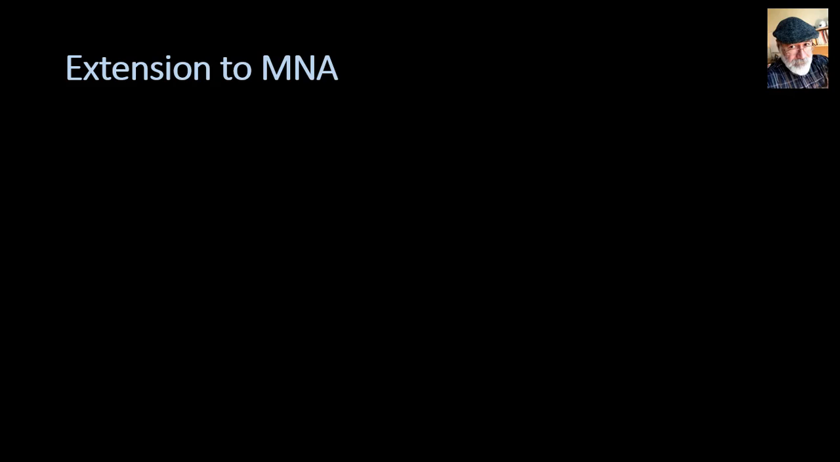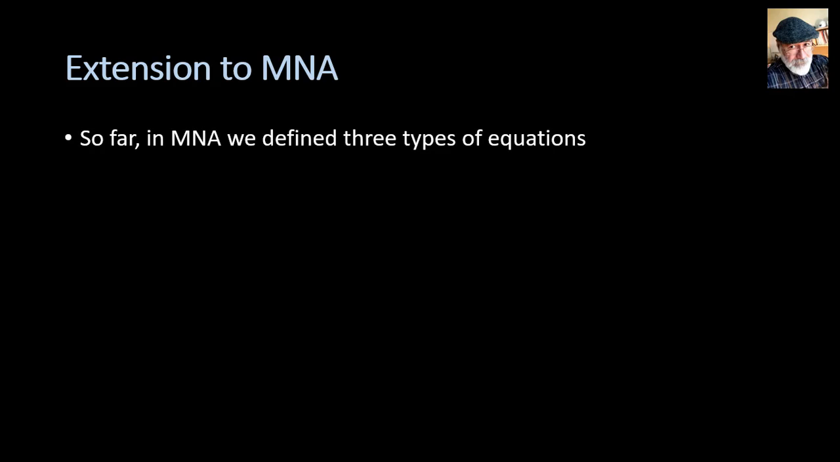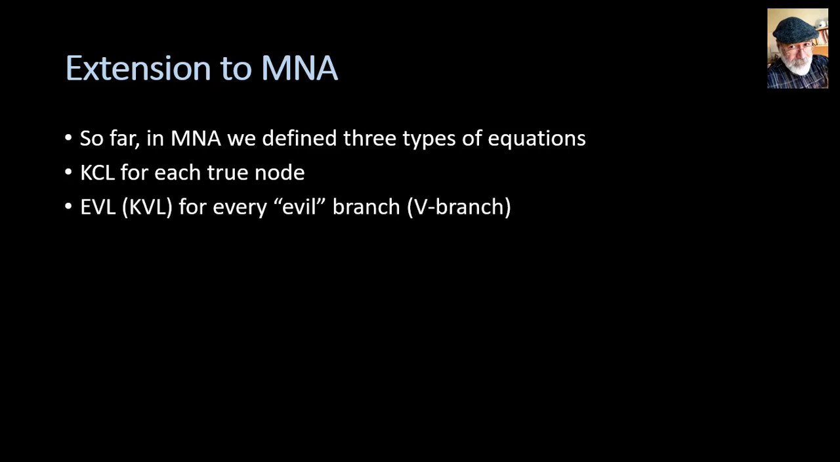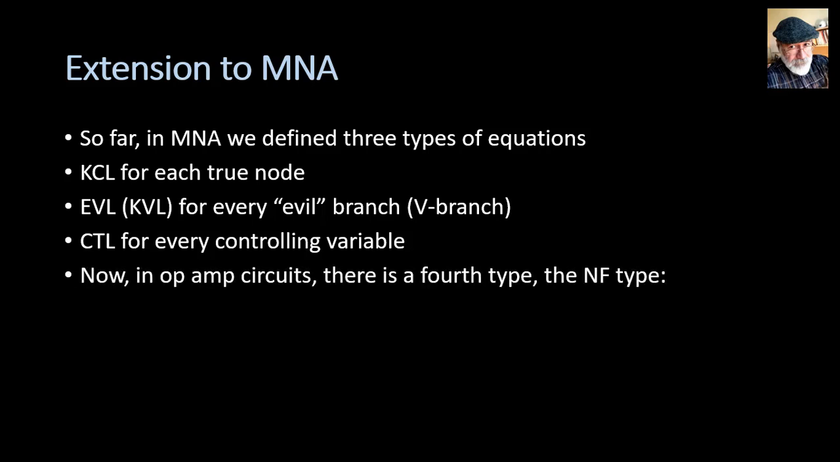So important that we will add it to the M&A method of solution of circuits. So far in M&A, we defined three types of equations: KCL for every true node, a KVL equation for every evil branch, and a CTL equation for every controlling variable. Tonight, we're introducing, for op-amp circuits only, a fourth type of equations, the NF type. What equation is that? You guessed. Vn is equal to Vp.